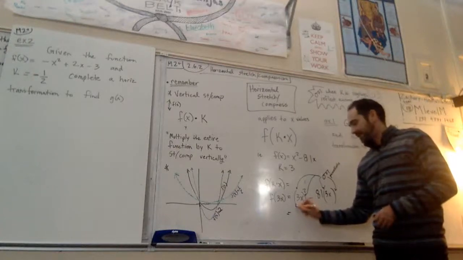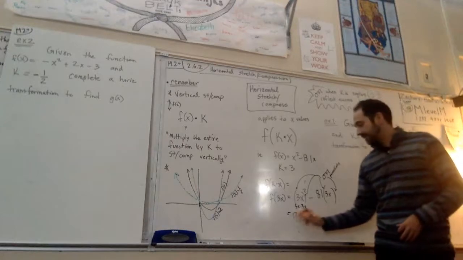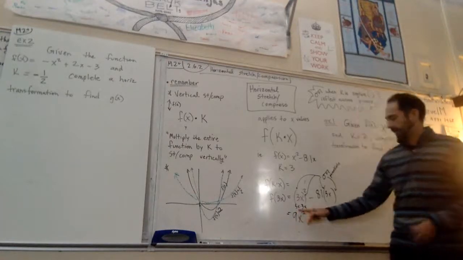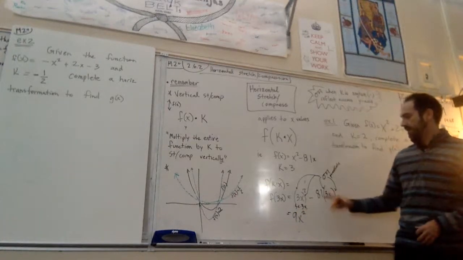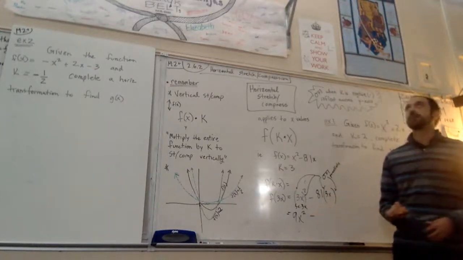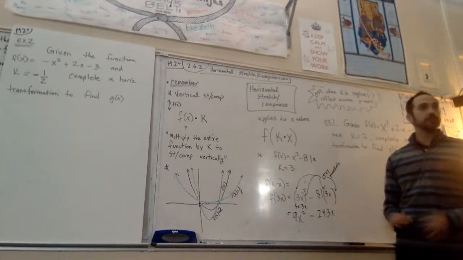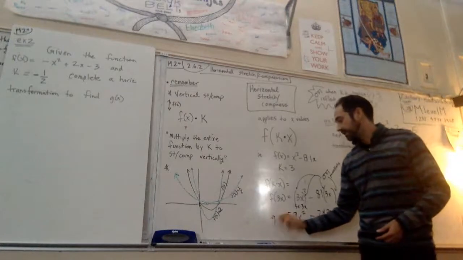3x. So 3x squared is 3x times 3x. What's that give us? 9x squared. X times x, 3 times 3. What is 81 times 3x? Negative 243x. That's our new function. We'd call this g of x.